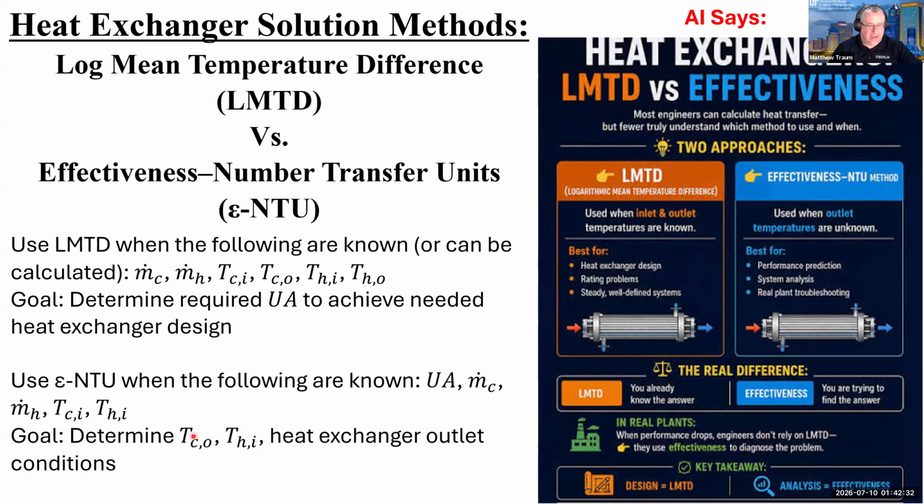So there's no way to get to these using LMTD because you're in a situation where you've got too many unknowns. You can iterate to get there with LMTD, but effectiveness-NTU is way easier, right? It's just a straight shot all the way through without any iteration or coding. So we'll do that in the next lecture. Right now I'll focus on LMTD.